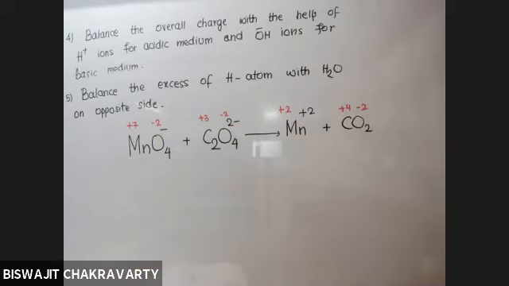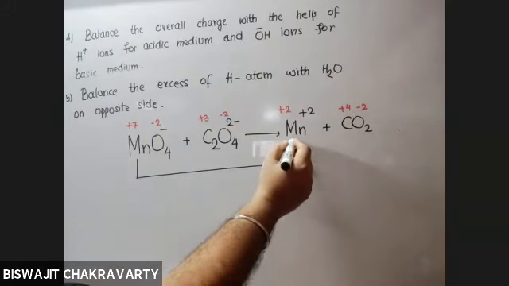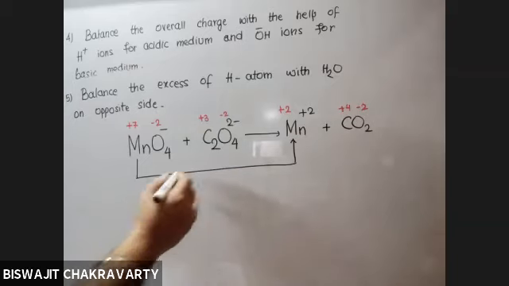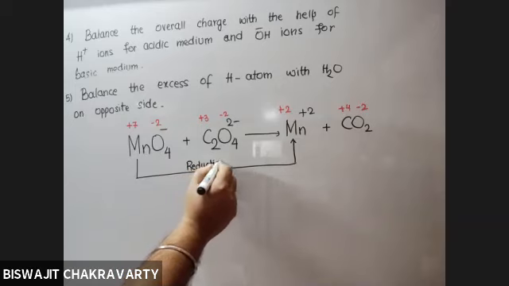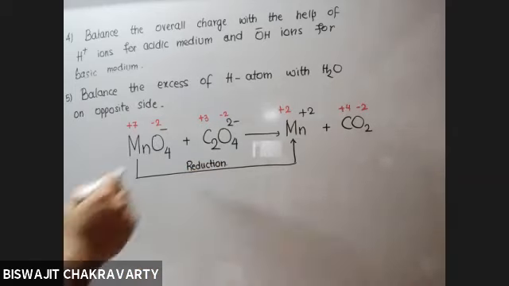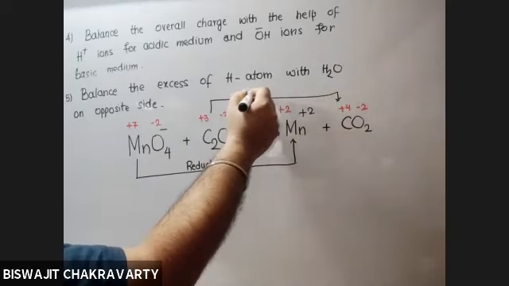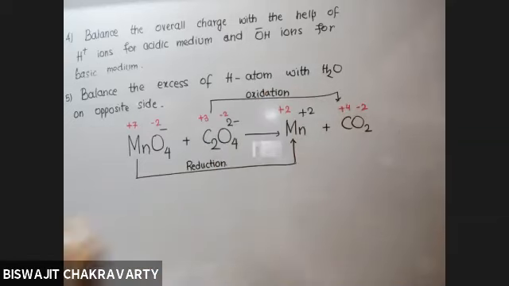Yes sir. Now +7 to +2 is what? Reduction. Okay. And +3 to +4 automatically has to be oxidation. If one is reduction, the other has to be oxidation. Both cannot be reduction or both cannot be oxidation. Okay.